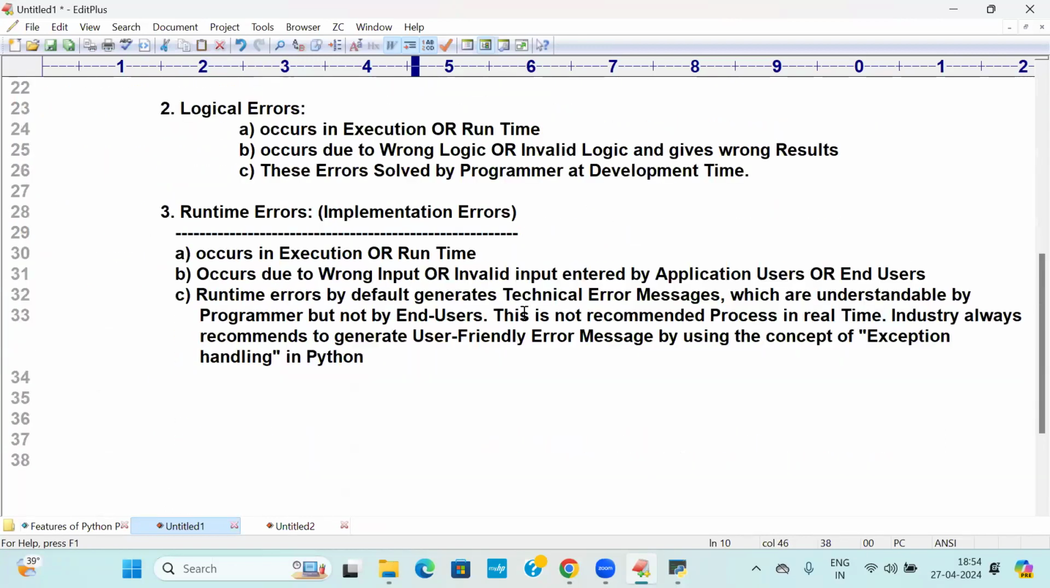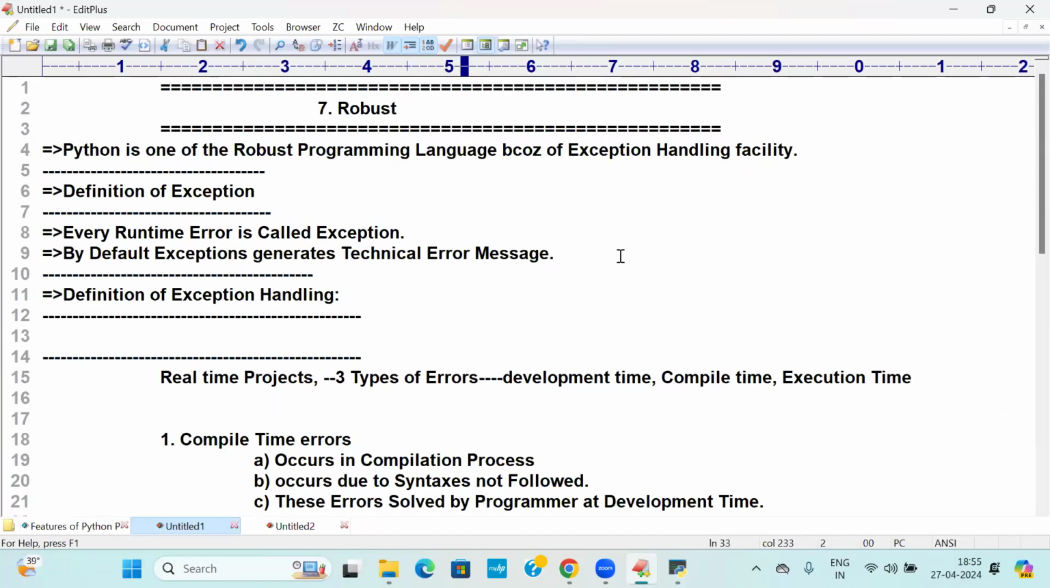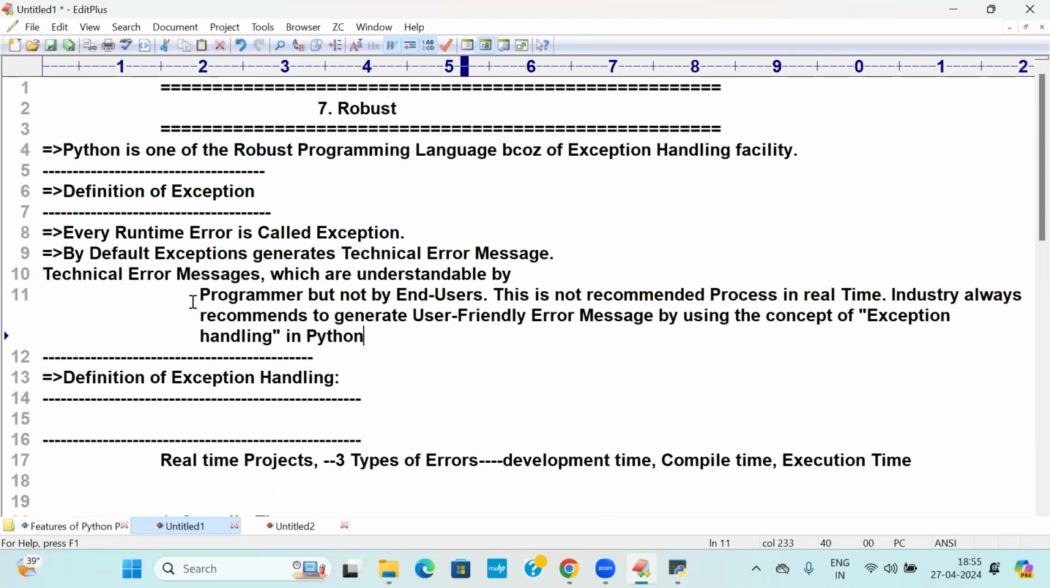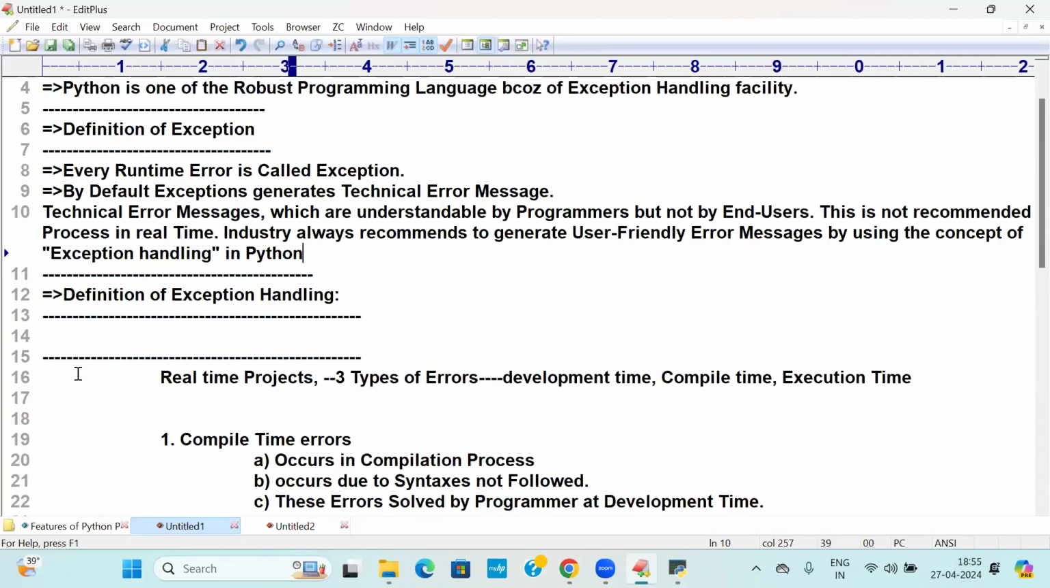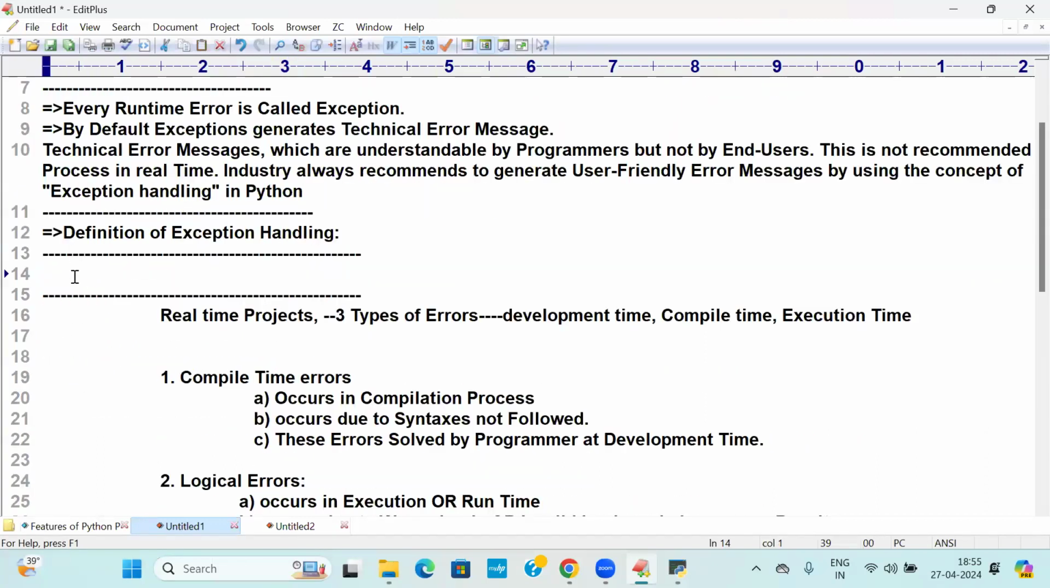Exceptions give which messages? Simple. I will write it: technical error messages, understandable by whom? Programmers, but not by the end user. This is not a recommended process in real time. Industry always recommends generating user-friendly error messages by using the concept of exception handling. That is the definition of exception handling. I hope you are getting me.